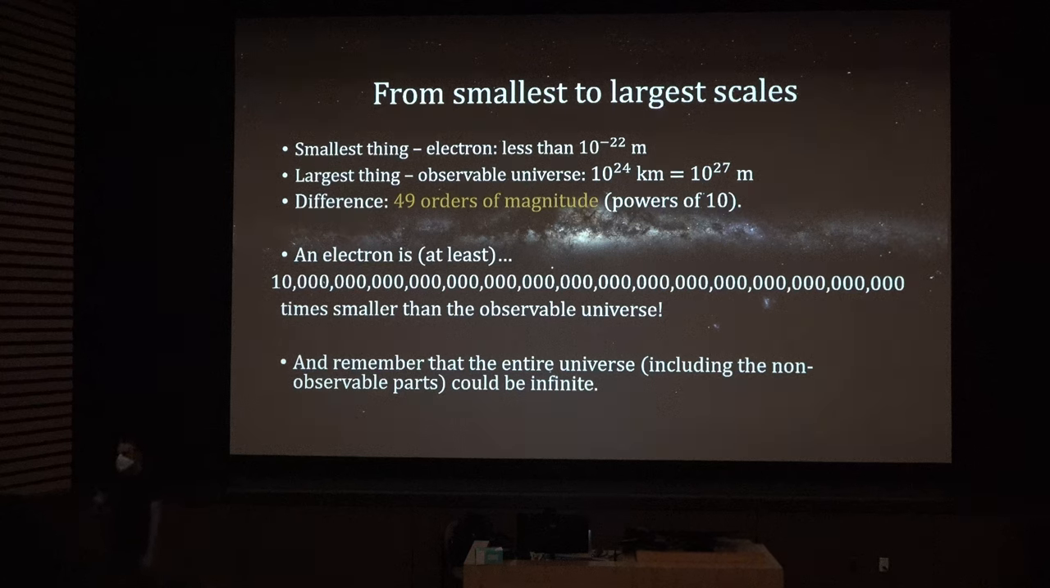And this is a good point to remind you what I said last time, which is that the observable universe isn't the entire universe. It's just the part that we can see. But just because we can't see something doesn't mean it doesn't exist. Aliens in some other galaxy are going to see a different region of the universe as their observable universe. So what is the entire universe, including the non-observable parts? It could be infinite. And if it's infinite, then obviously it is infinitely larger than a single electron, or anything else for that matter. So you can treat this as just the lower bound. This is just the smallest ratio between an electron and the universe. It may be much larger than this or even infinite.